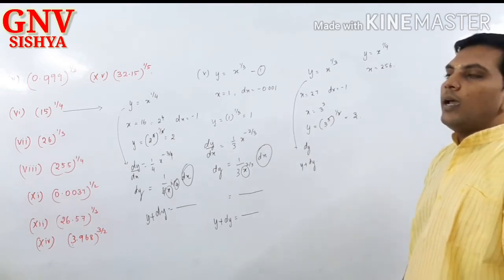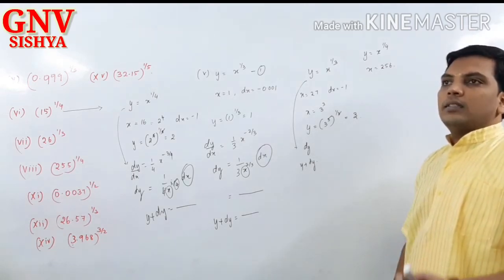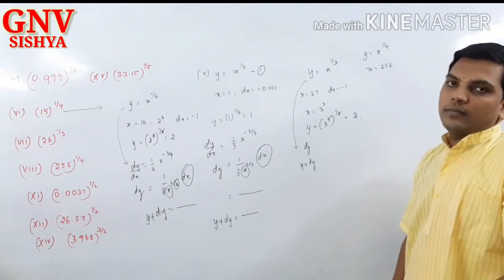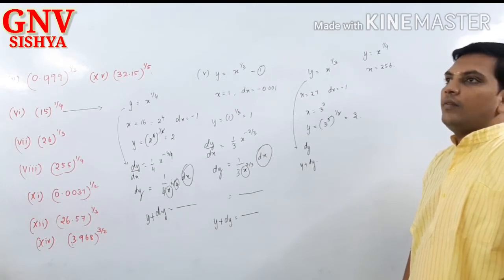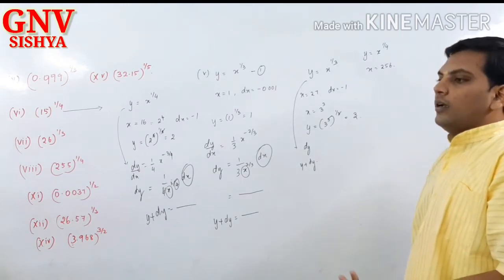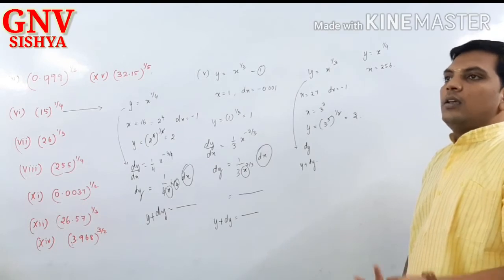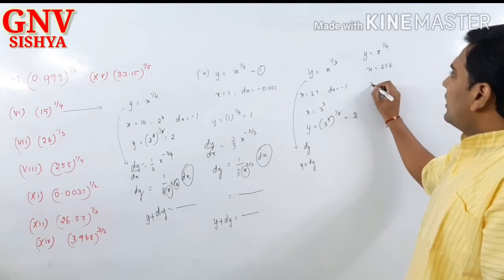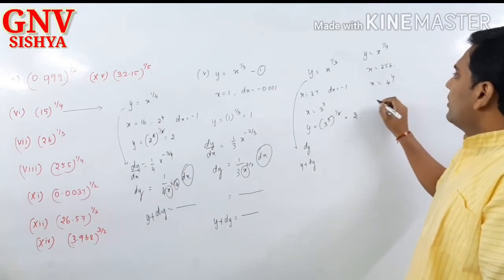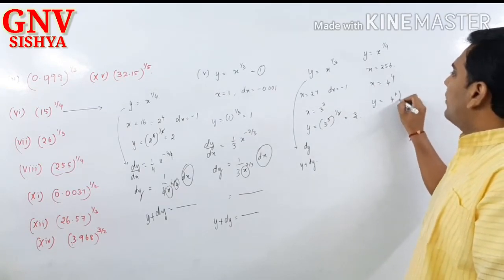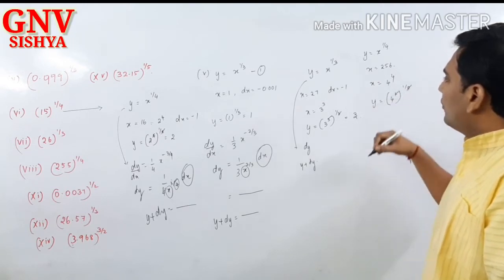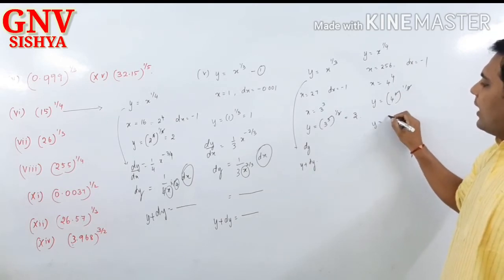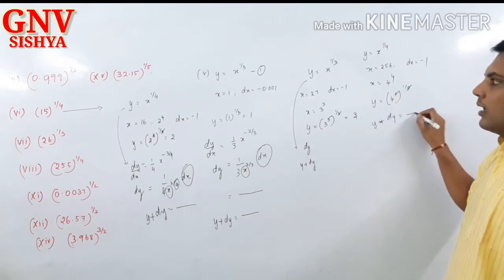For whose power will you get 256, sir? 4 into 4 will be equal to 16. 16 into 4 is 64. 64 into 4 is 256. Correct? So I can write this one as 4 power 4. So when you substitute, y is equal to 4 power 4 whole power 1 by 4. 4 I can cancel. What will be dx? It will be equal to minus 1. Get y and dy. Just add it. You will get the answer.